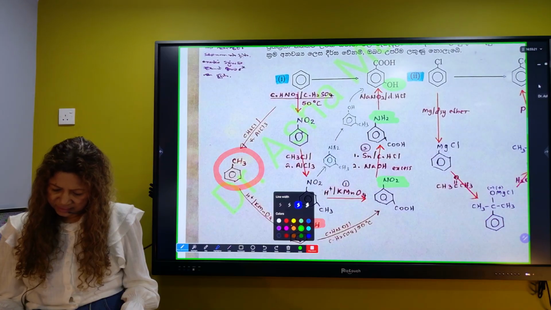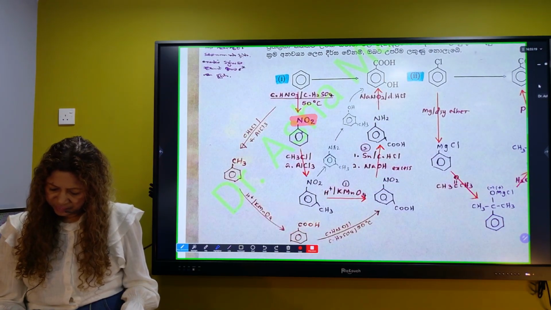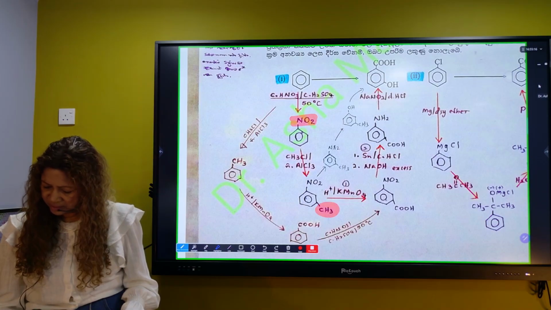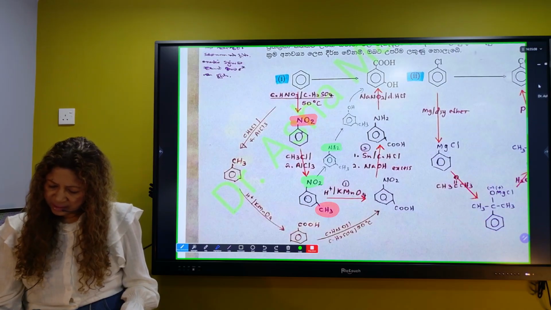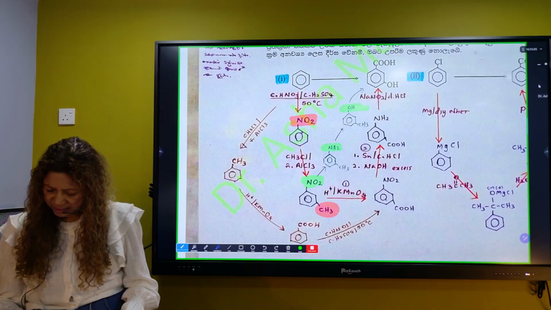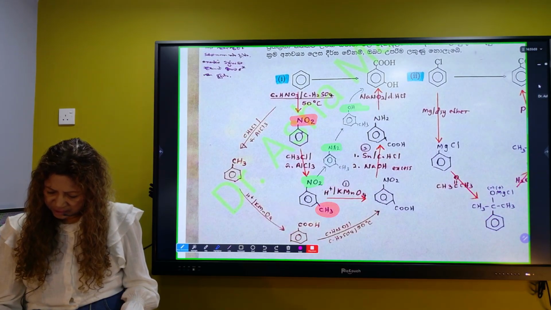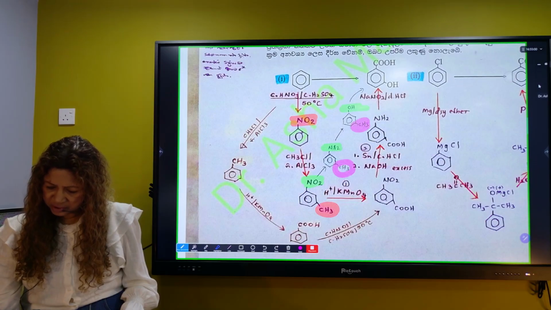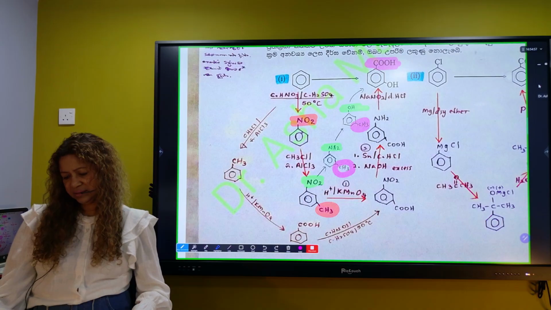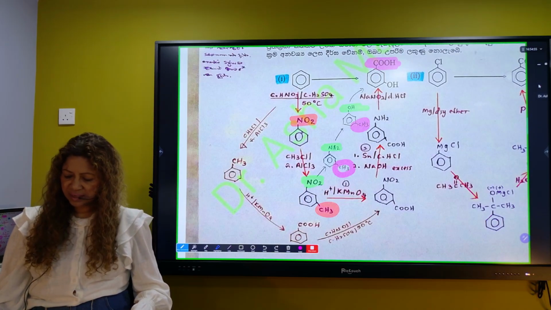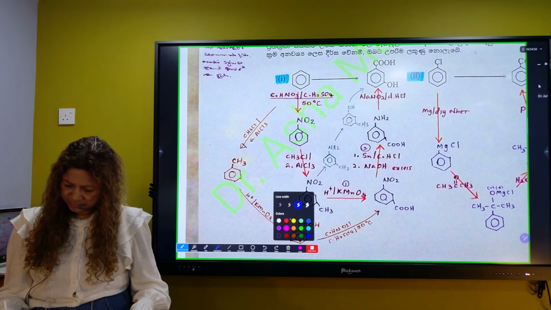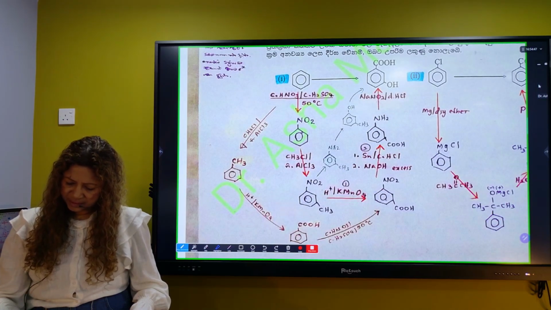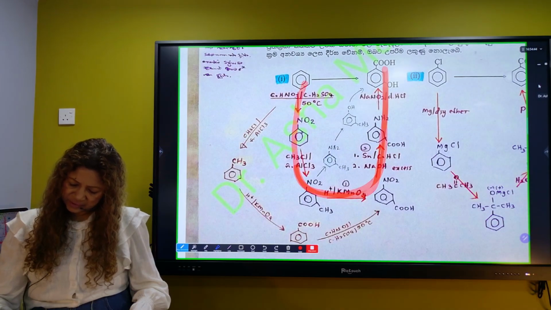Or otherwise, NO2 and then at that time CH3, and then convert NO2 to NH2, NH2 to OH, and then this CH3 group to COOH. That is again another method. I have not written reagents there. This method is also possible. This one was my main method.